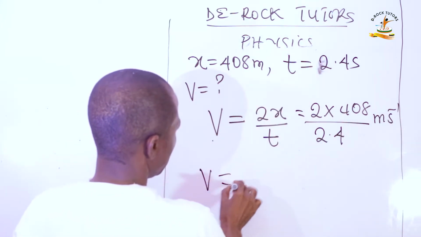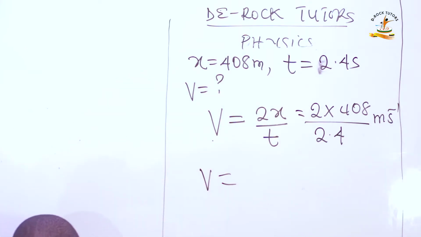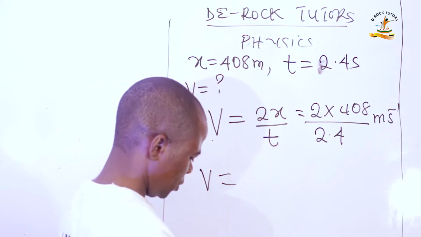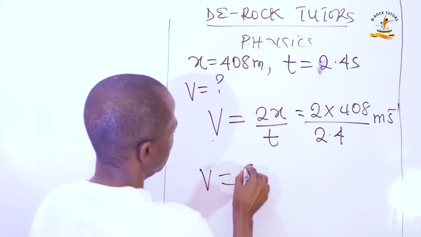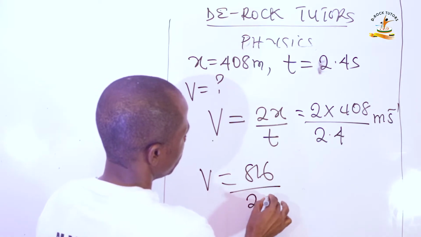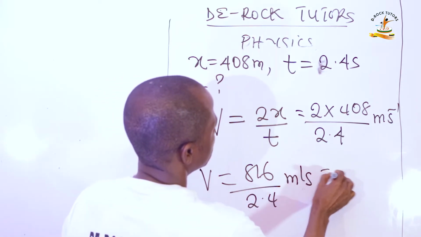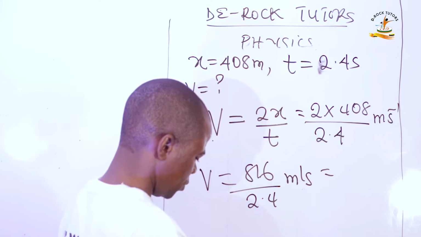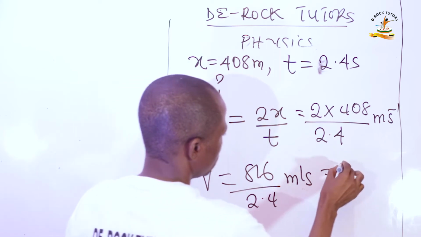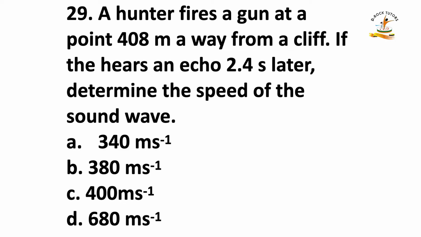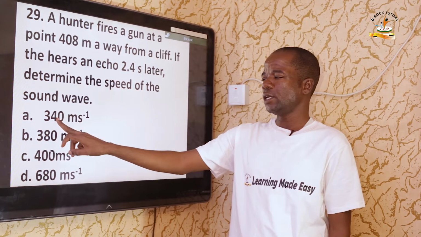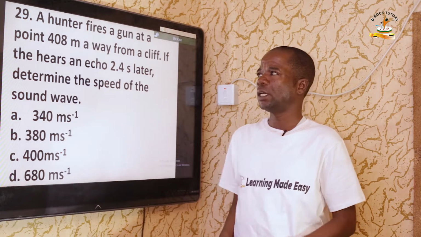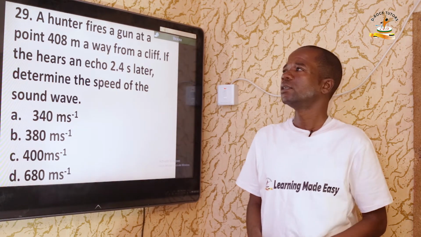So our V now becomes, if you use our calculator, 2 times 408, that gives us 816. 816 divided by 2.4 meters per second. And if you divide this by 2.4, that gives us 340. That's 340 meters per second. And if you look at the board, that is option A. So as you can see, the correct answer is A, 340 meters per second. Let's go to number 30, please.